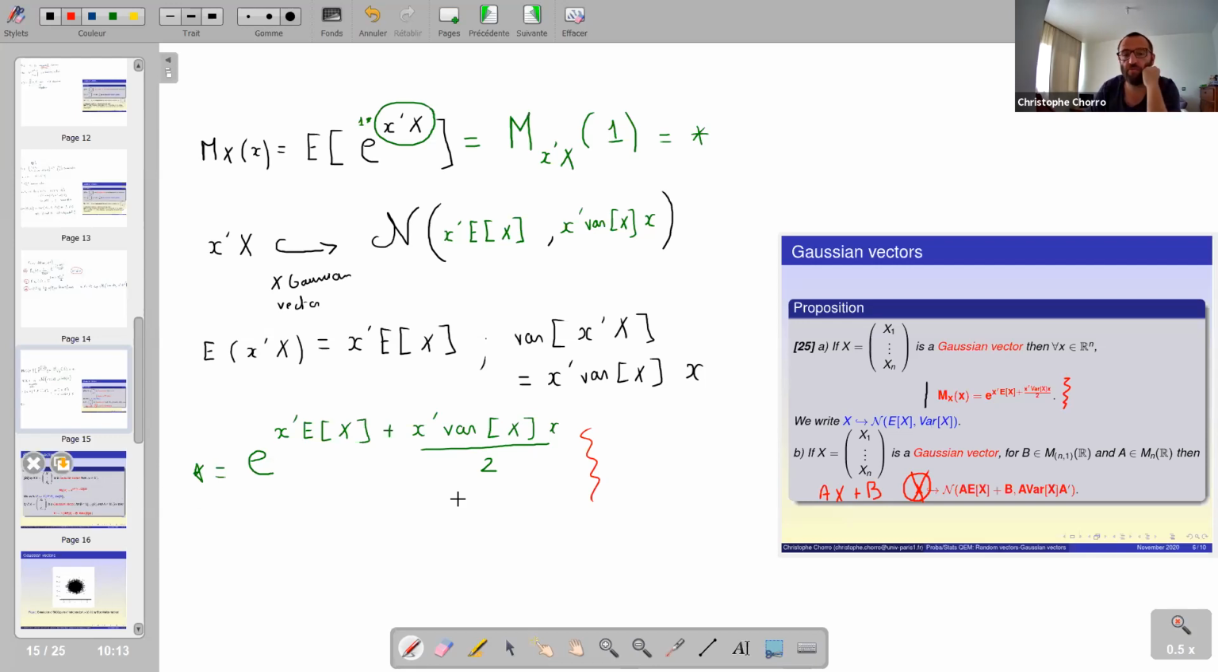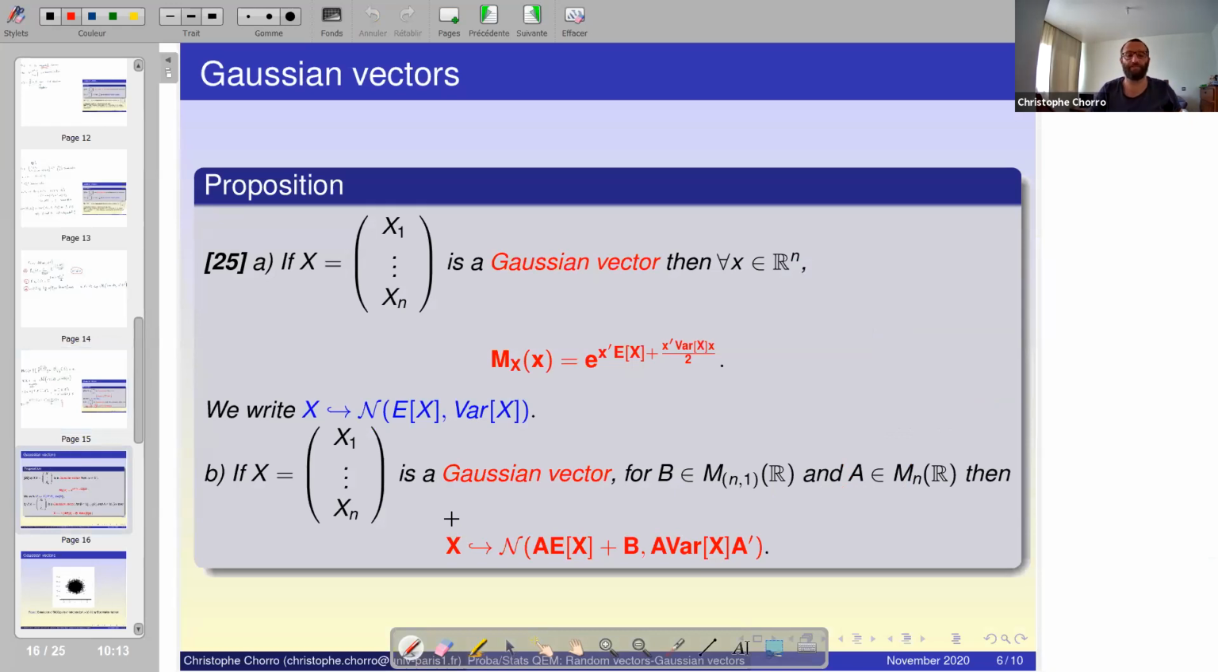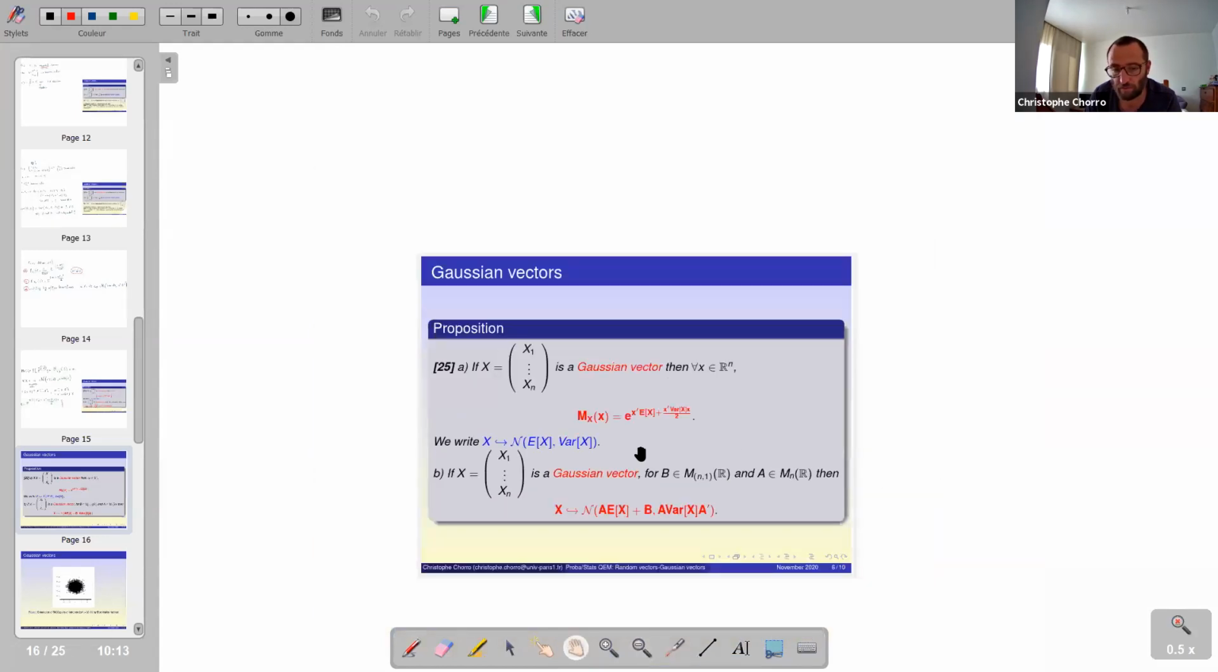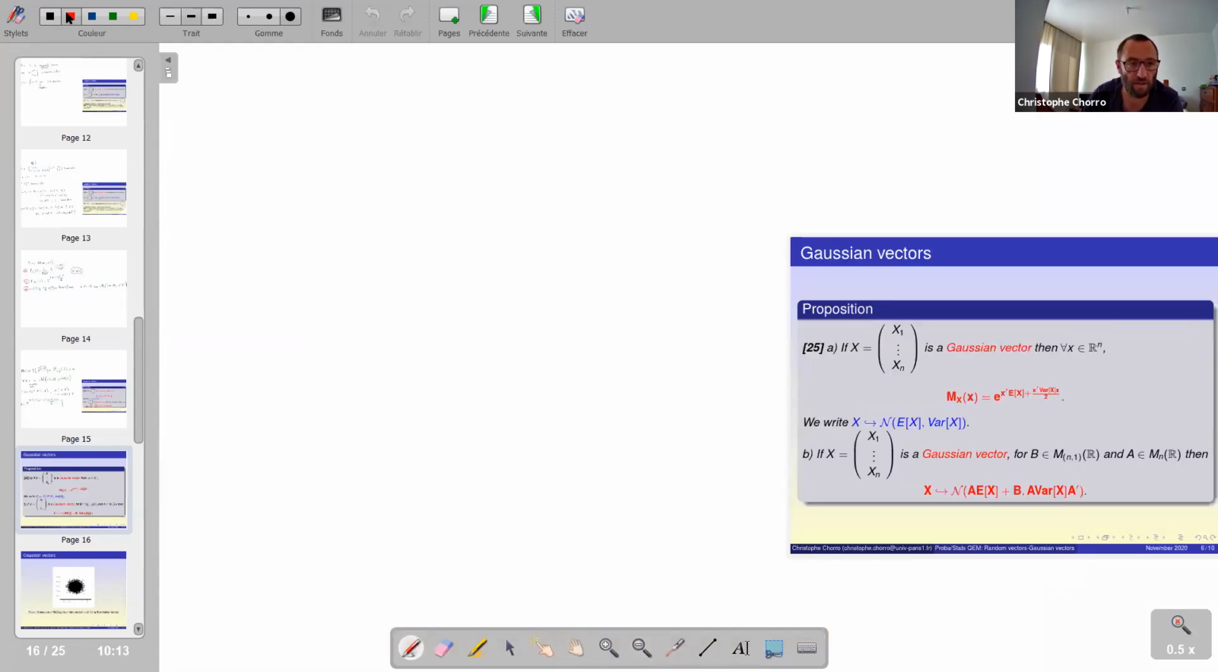So it remains to do the second thing here, that is to prove that a Gaussian vector is something that is stable by affine transform. So here I reduce, and don't forget that there is a little misprint in this slide here. Here, it's not X that I have, but AX plus B.